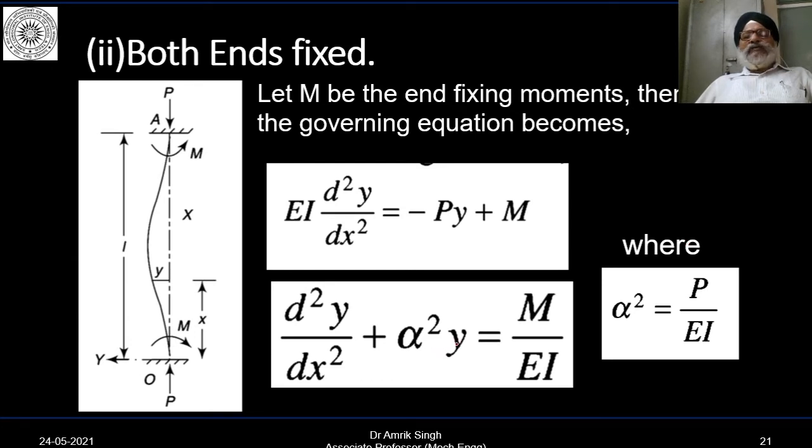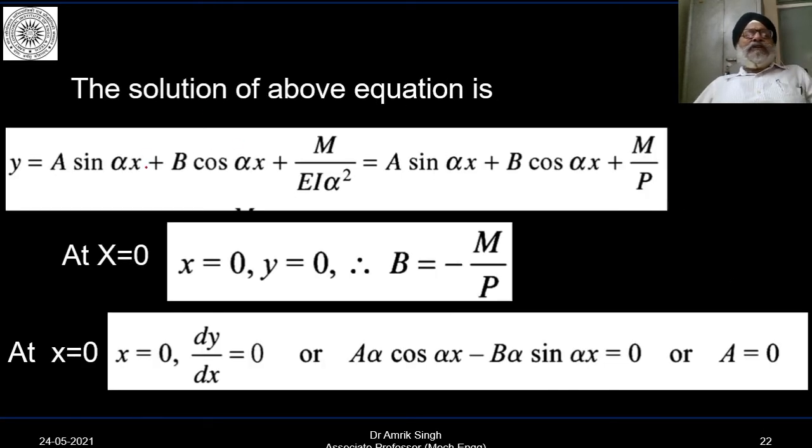So if you solve this, here alpha square is equal to M upon EI. If you resolve this, Py will come on this side and EI will come below, so alpha square is equal to P upon EI. The solution of this equation is given by y is equal to A sin alpha x plus B cos alpha x plus M upon EI alpha square, and we can put the value of alpha square here, so you will get this term as M upon P.